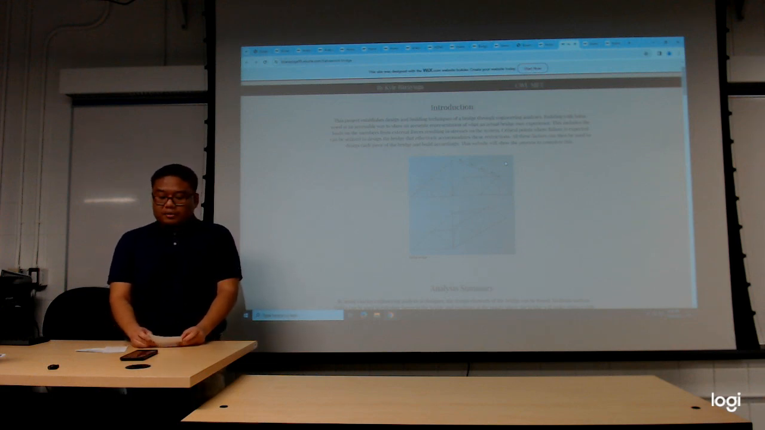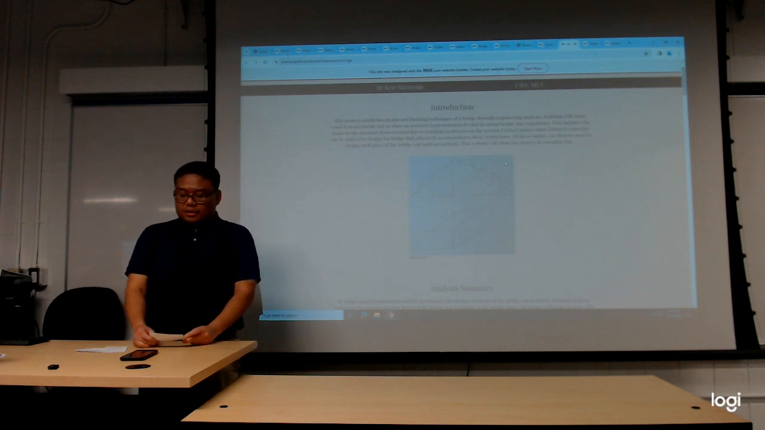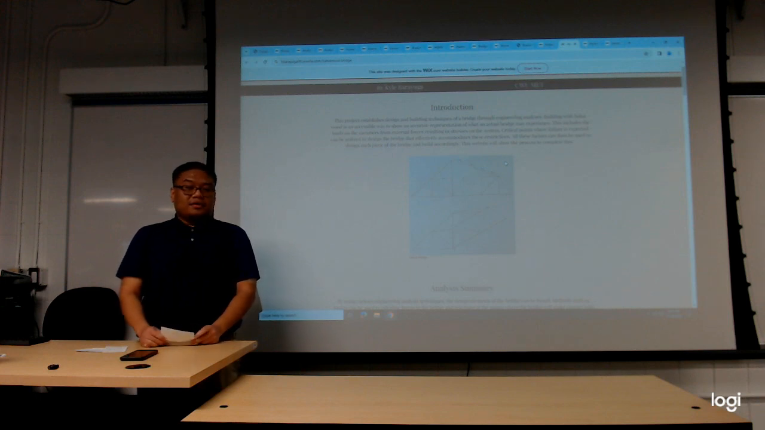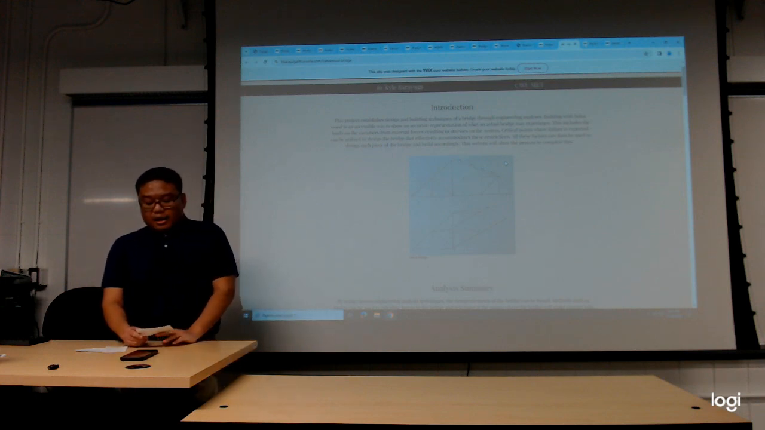So my engineering problem is to design and build a bridge that allows passage of an object across and under it. Some of the specific requirements is it needs to support a load of 20 kilograms. The weight of the bridge needs to be less than 85 grams. And the max vertical deflection when a 20 kilogram load is applied cannot exceed 25 millimeters.